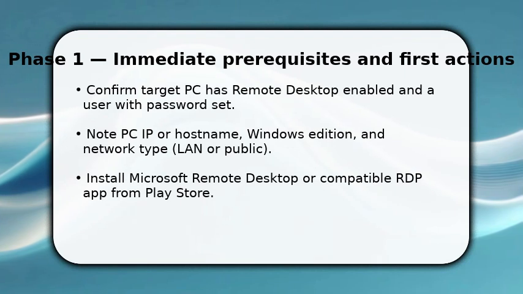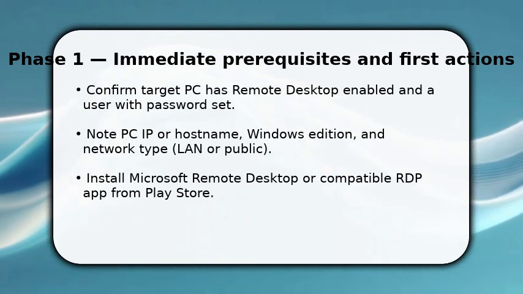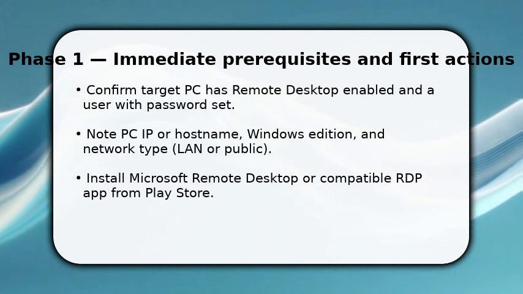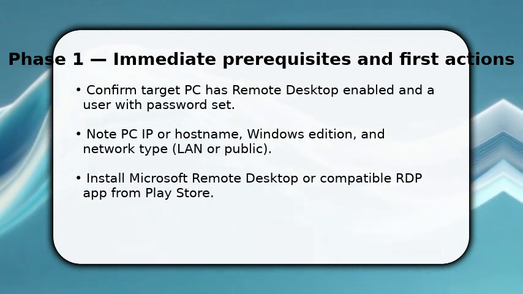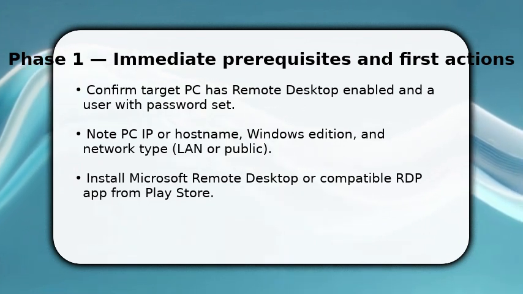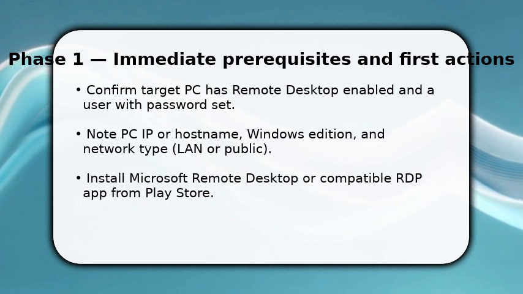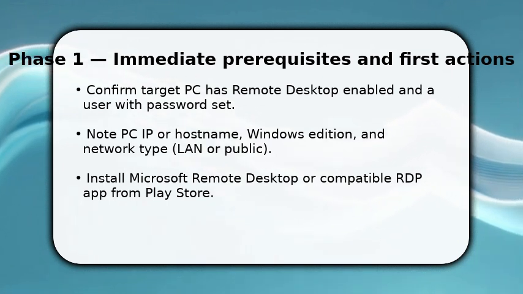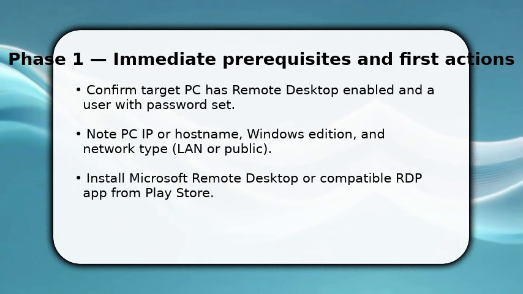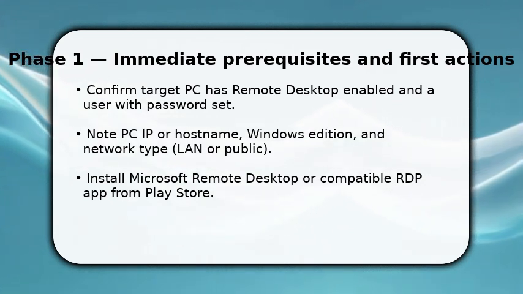You start by preparing both devices. Enable remote desktop on the PC and create or verify a user account with a password. Once done, make sure you know the PC IP or hostname and whether you're on the same LAN or using a VPN. Install Microsoft Remote Desktop or a trusted RDP client from the Play Store and grant it network and storage permissions. You'll use these details immediately when creating a new connection profile in the app, so keep them visible.